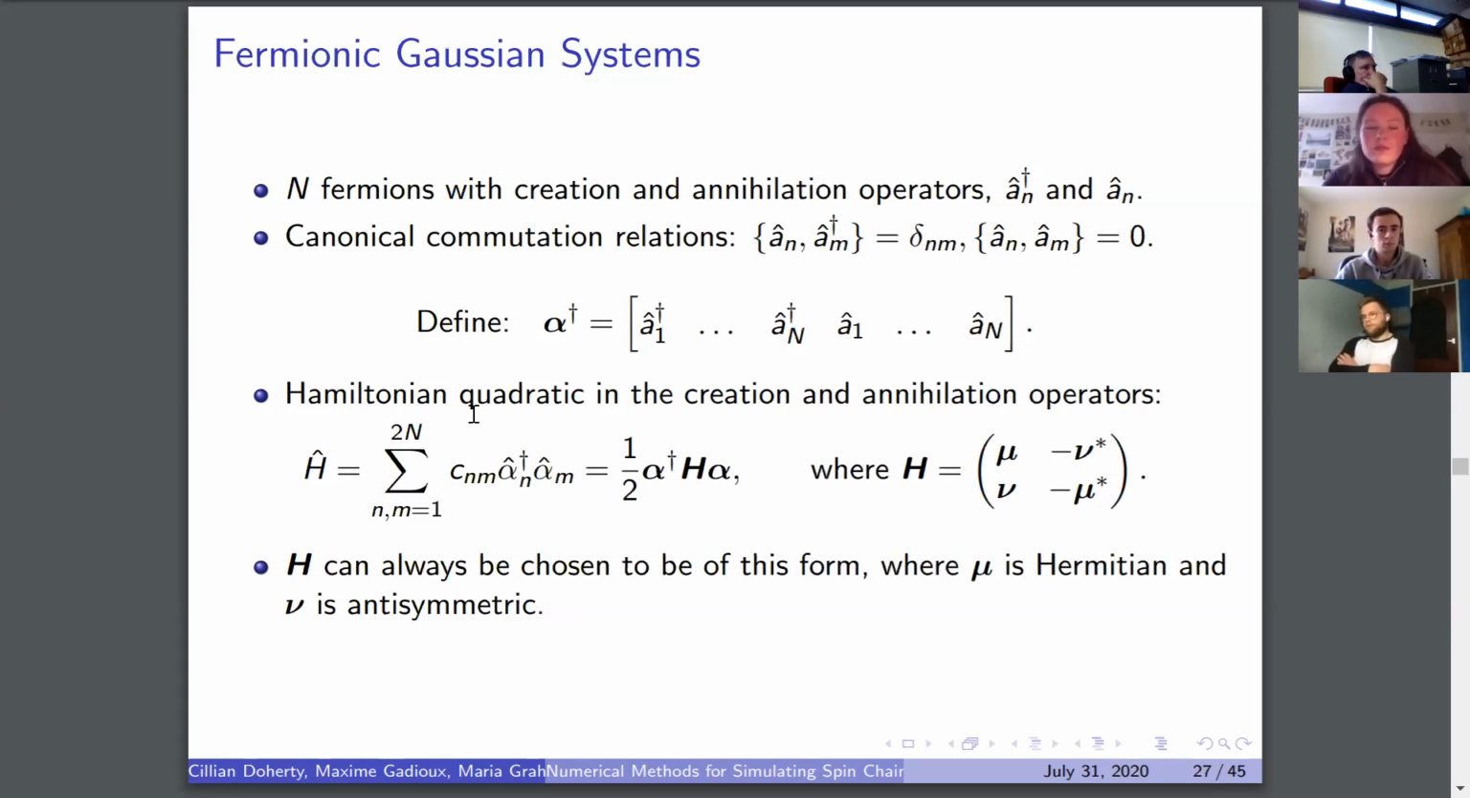So then the next thing we look at is these type of quadratic Hamiltonians that are quadratic in the fermionic operators, as you can see here. And we write these as a matrix equation here. So the half is just for convention, and alpha dagger H alpha, where H is a 2n by 2n matrix. Now it turns out H can always be chosen to be of the form shown here, where mu is Hermitian and nu is antisymmetric. And you can just find that from the commutation relations.